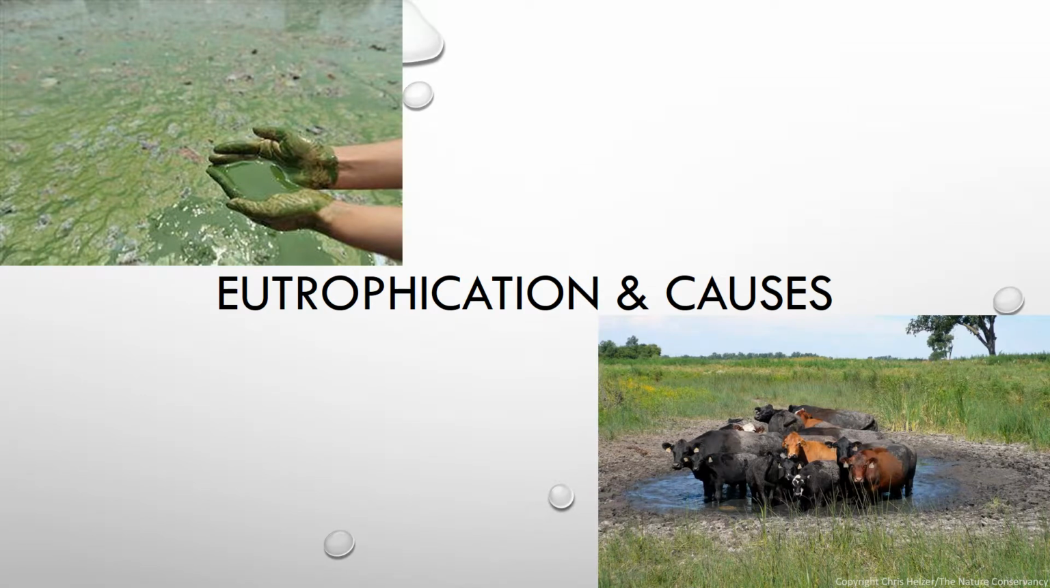Eutrophication is a process when you have a deposit of excessive nutrients in a body of water, usually referring to a lake. This creates a green film on the top of the water, as you can see from the picture in your top left. The main cause of eutrophication stems from the agriculture industry, specifically livestock.